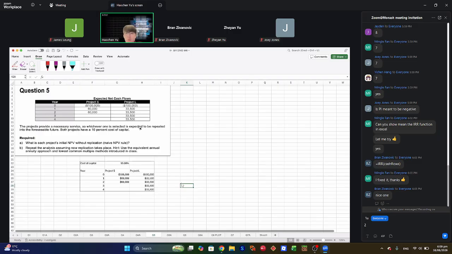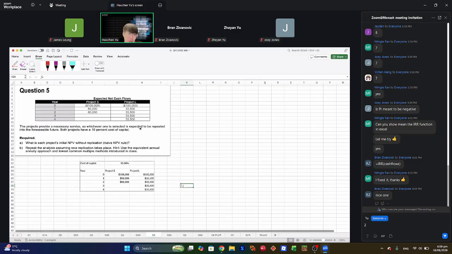Which means we have 2 projects here, one is 2 years, the other one is 4 years. We cannot simply say, which one can give me the highest NPV? Because it will not be a fair comparison. If Project L gives you a higher NPV, probably it's just because Project L takes 4 years instead of 2 years. And if I repeat Project S a couple of times, maybe I can generate a higher return, a higher NPV.